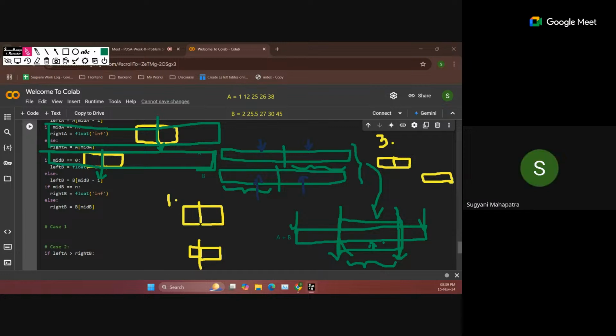Do you agree? See, in case one, what happens? Let's shift to case one a little bit. We'll come back to case two. Let's look into case one. For this particular case, what will be the condition? How do we check? Mid of A is equal to mid of B, or left of A will be less than or equal to right of B, and left of B will be less than or equal to right of A. Is this correct?